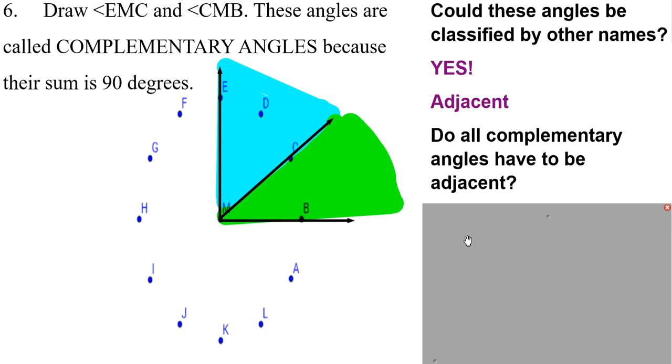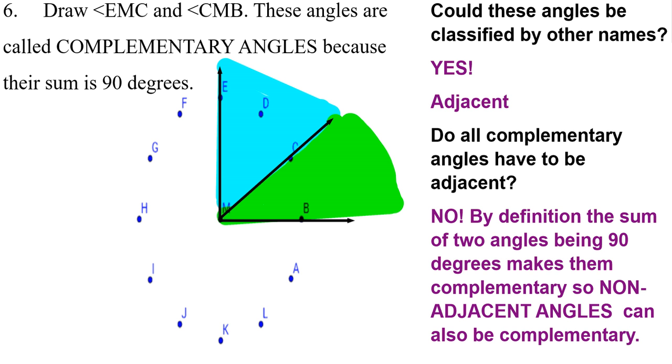Well, do all complementary angles have to be adjacent to each other? By definition, it says complementary angles exist because they have a sum of 90 degrees. So as long as two angles' sum is 90 degrees, they would be complementary. Therefore, they do not have to be adjacent to each other to meet that definition.